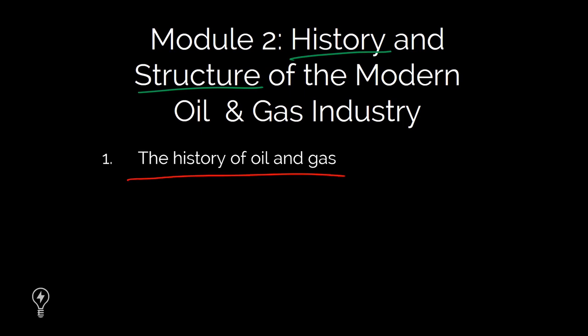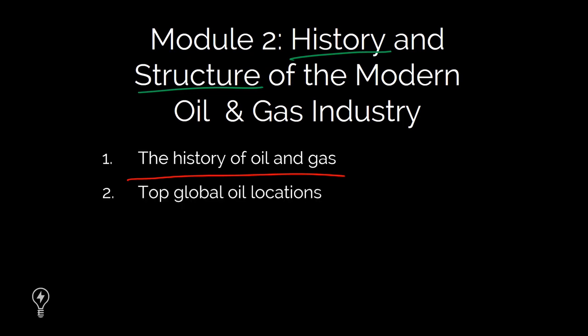Here we'll look at the history pre-1859. We'll then move on to look at what happened in 1859 that led to an international search for petroleum and the beginnings of an oil and gas industry. And we'll also gain an understanding of the industry in the 1900s.